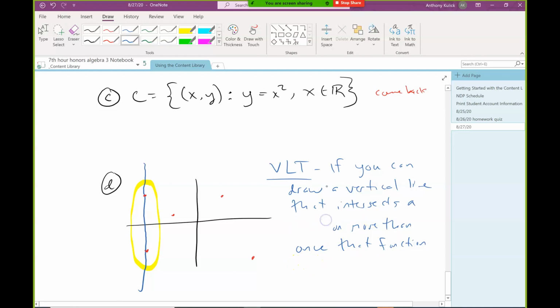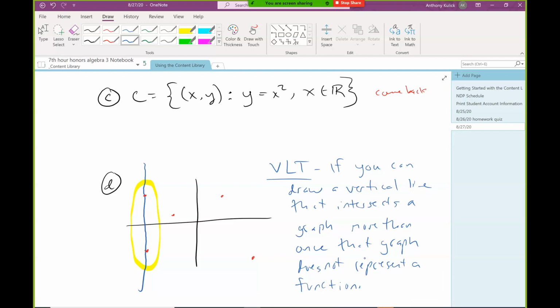Oops. I don't know why I said a function there. I meant a graph. Okay, so the vertical line test says that if you can draw a vertical line that intersects a graph more than once, that graph does not represent a function.